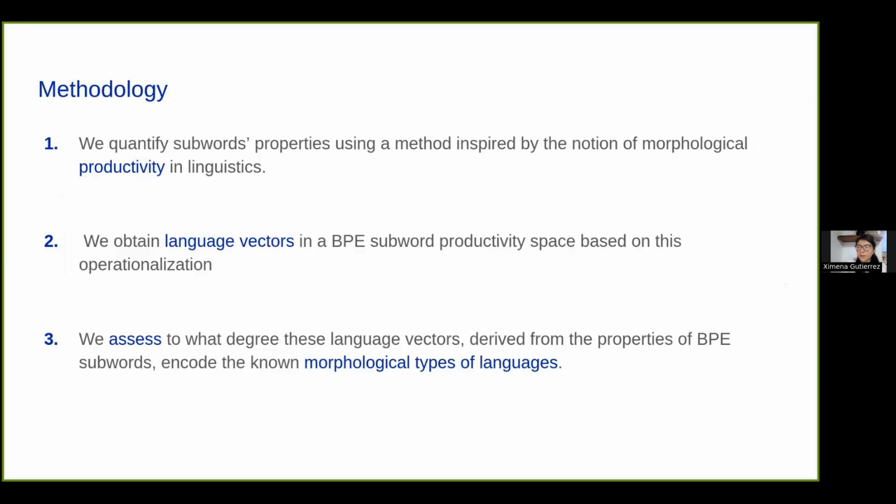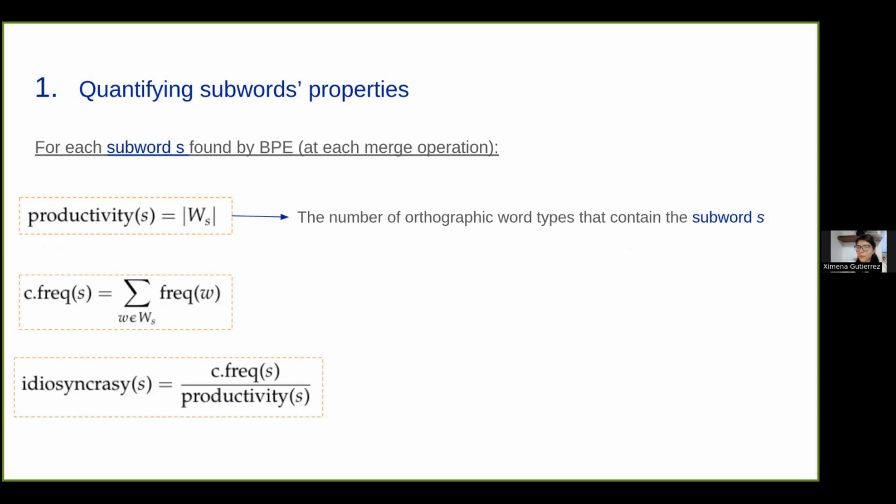To test this hypothesis, we first need to quantify the subword properties. We achieve this with a novel method inspired by the notion of morphological productivity in linguistics. After this, we vector characterize languages based on the properties of their BPE subwords. And finally, we assess to what degree these language vectors encode the known morphological types of languages. So let's go quickly through these steps.